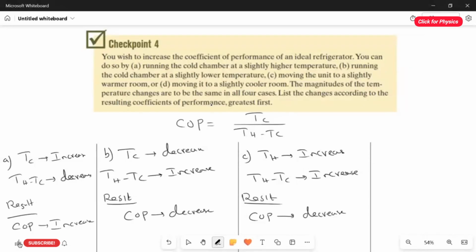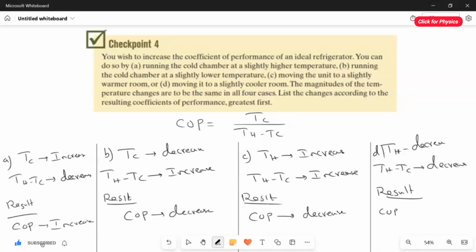So let's come to the last point. Moving it to a slightly cooler room. That means we are going to decrease the Th value. You have to read very carefully. Moving it to a slightly cooler room means we have to make our hot reservoir temperature decrease. When you decrease this value, your denominator Th minus Tc also drops. So the result for this case is that your COP will increase.